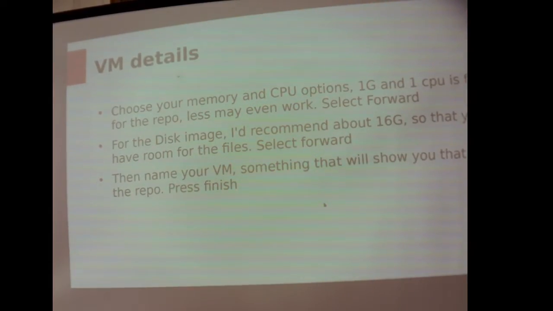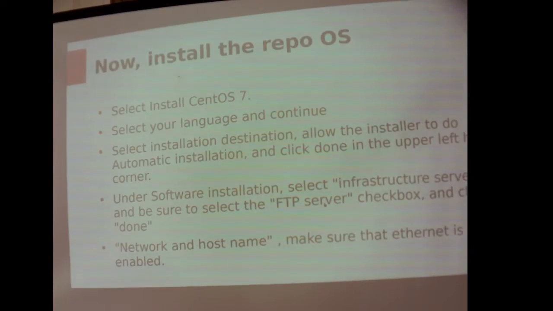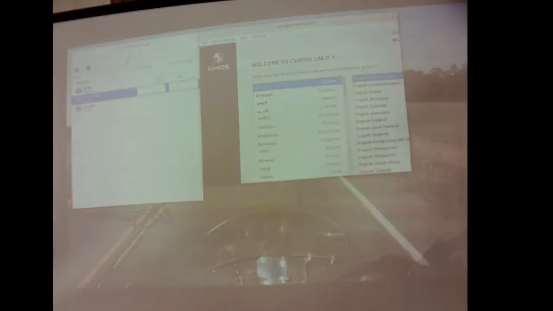Choose your memory and CPU options. 1 gig and 1 CPU is plenty. A little less you can even get away with. For your disk image, give it a little extra space for the repo machine, and then name your VM. And then what we're going to do is start selecting CentOS 7.